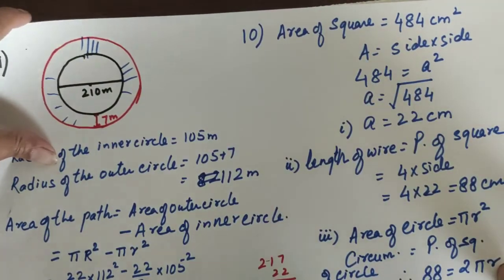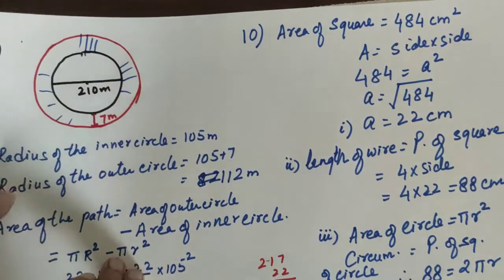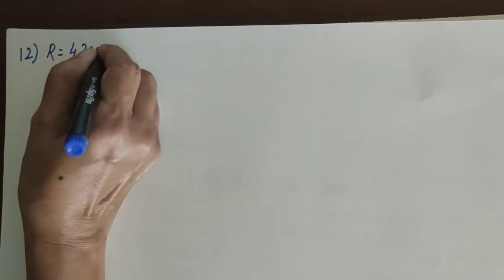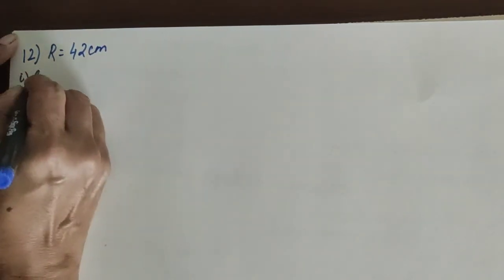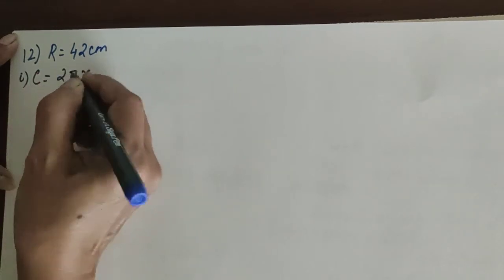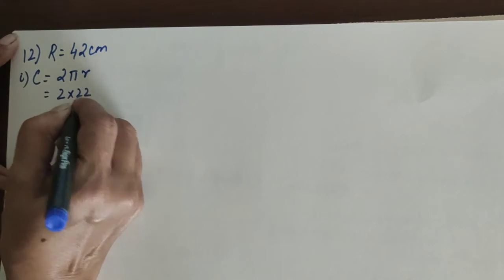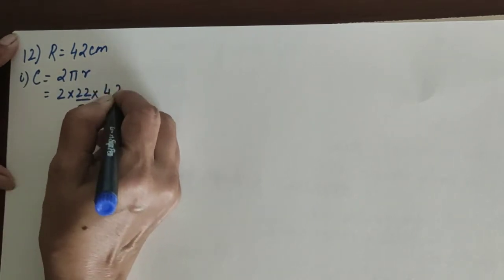Now moving on to the next question, which is question number 12. The radius of a circular wheel is 42 centimeters. Find the distance traveled by it in one revolution. So in one revolution, the distance traveled is the circumference. Circumference is 2 pi r, which is equal to 2 into 22 by 7 into 42.